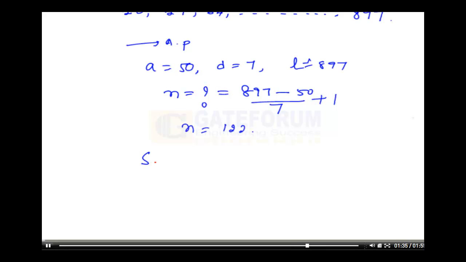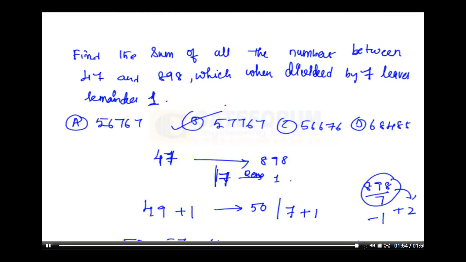Now how to find the sum of all these terms. Sn is equal to n by 2, which is 122 by 2, into (a plus l). a is nothing but the first term, which is 50, plus l is nothing but the last term, which is 897. If we simplify, the value will be 57767, which is nothing but option B.